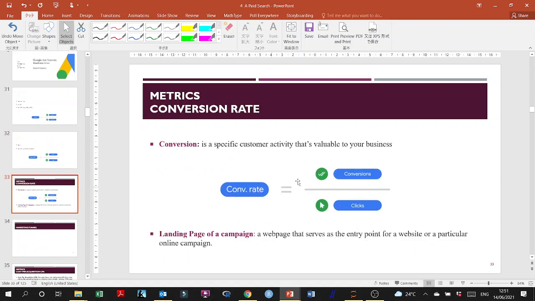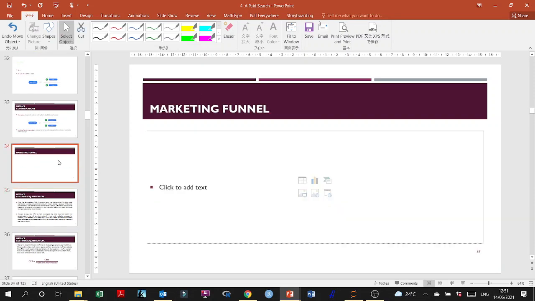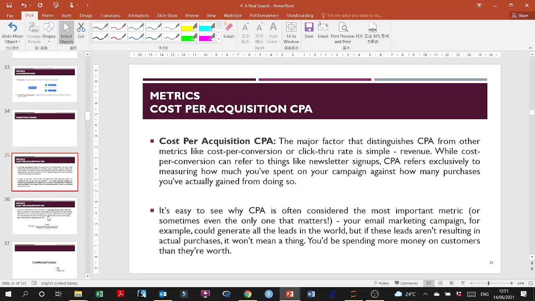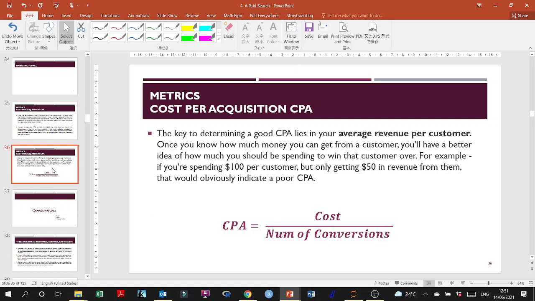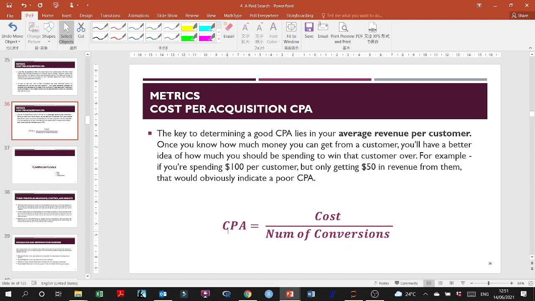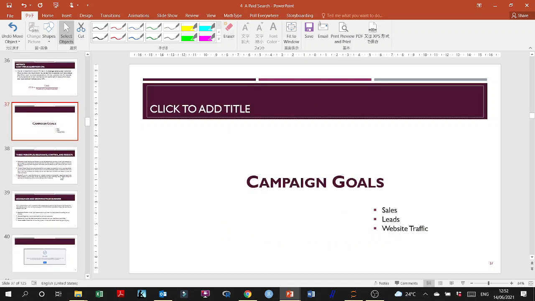The conversion rate is the conversions over the clicks. The cost per conversion or the acquisition cost, if the conversion is placing an order, is the money spent over the number of orders placed. So the CPA, the cost per acquisition or the cost per customer, is the cost over the number of conversions or the number of new orders placed.